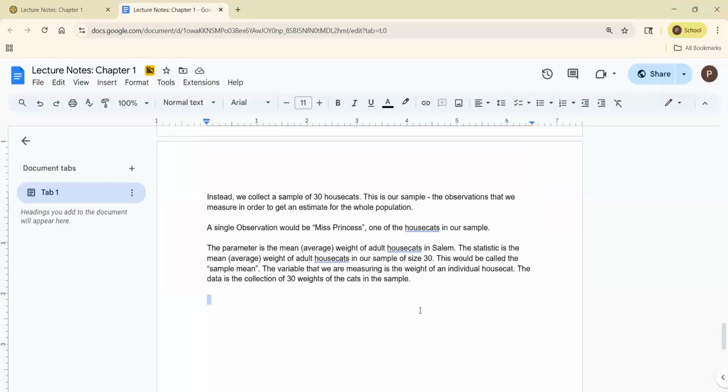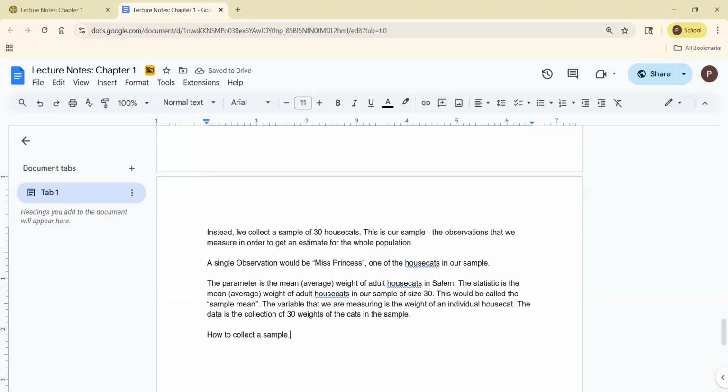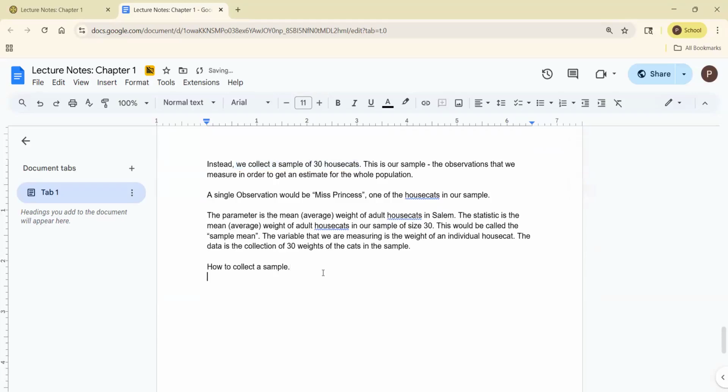All right, next topic. We talked about how we use a sample in order to understand a population. Let's talk about how to collect a sample. In my example here of the house cats, I just said we collect a sample of 30 house cats, but there are a lot of different ways to do that. Again, I'm going to list them out, and then I'll describe or define each one. So let's start with the gold standard, simple random sample.